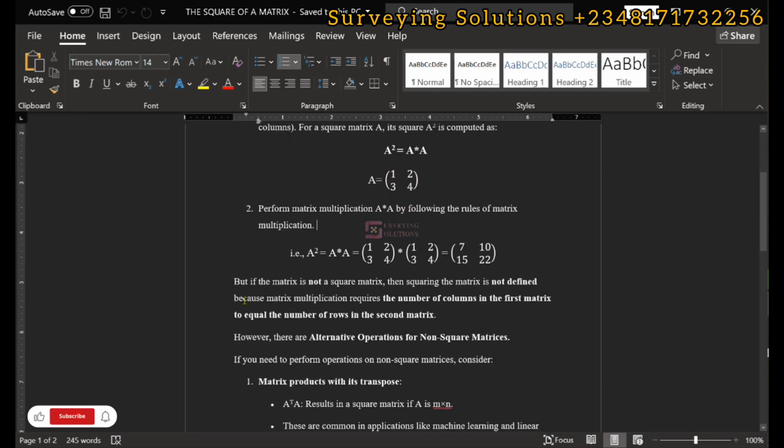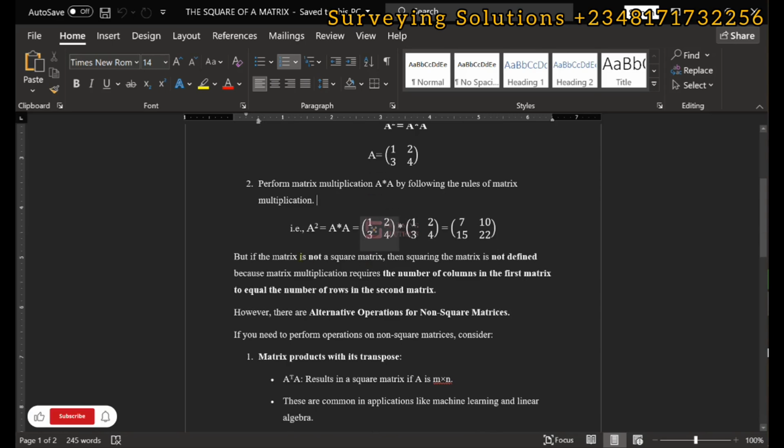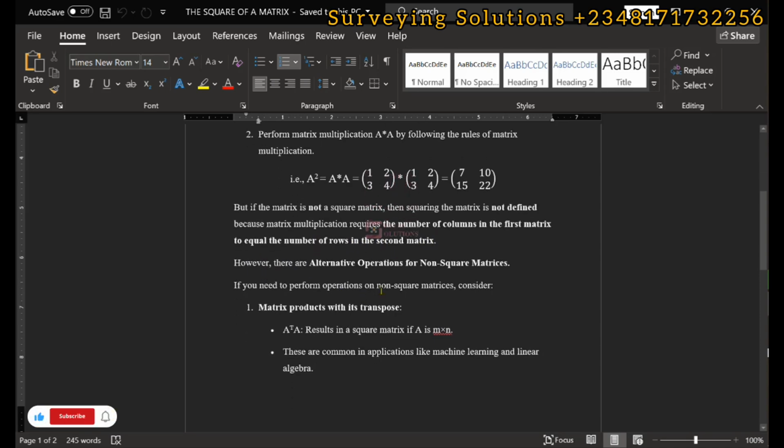However, what our interest is on today's tutorial is not even the square matrix, because multiplying the square matrix is somewhat easier, right? Good. But if the matrix is not a square matrix, then squaring the matrix is not defined. That means if the number of rows and number of columns are not the same for the matrix, then it is not defined. Because for matrices to be multiplied, it requires that the number of columns in the first matrix must equal the number of rows in the second matrix. However, there are alternative operations for non-square matrices. So if you need to perform operations on a non-square matrix, consider the matrix product with its transpose.